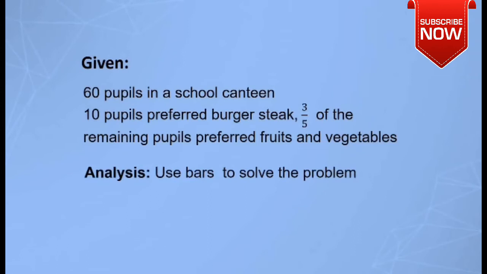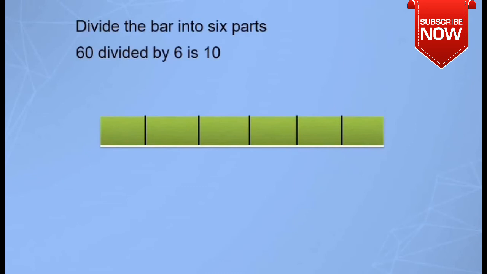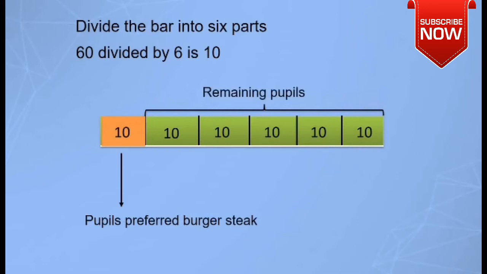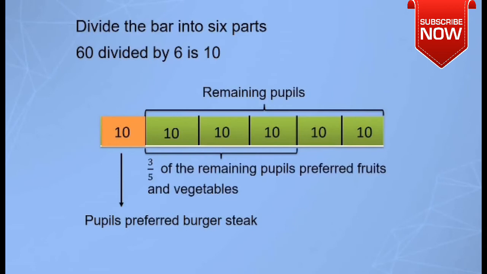Analysis. Use bars to solve the problem. Divide the bar into 6 parts. 60 pupils divided by 6 parts is 10. So, 1 part is equal to 10 pupils. This part represents the number of pupils who preferred burger steak. These parts represent the number of remaining pupils, and this part represents the 3/5 of the remaining pupils who preferred fruits and vegetables. Use another bar divided into 10 parts.